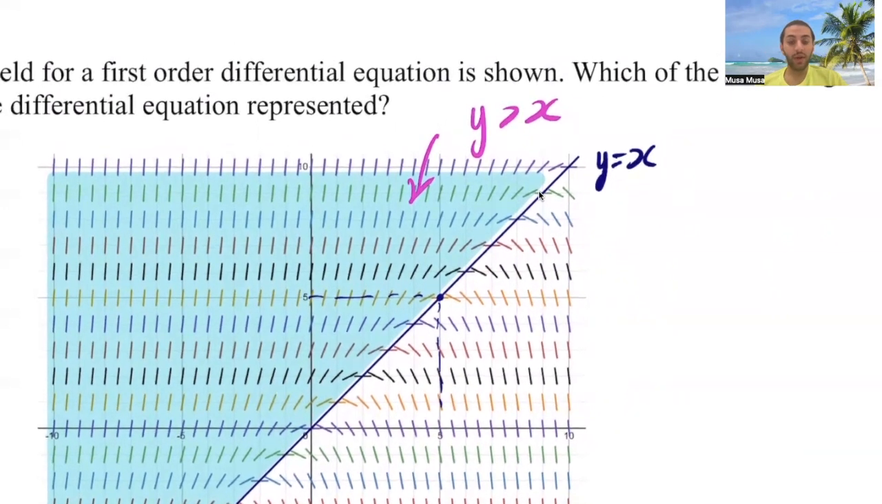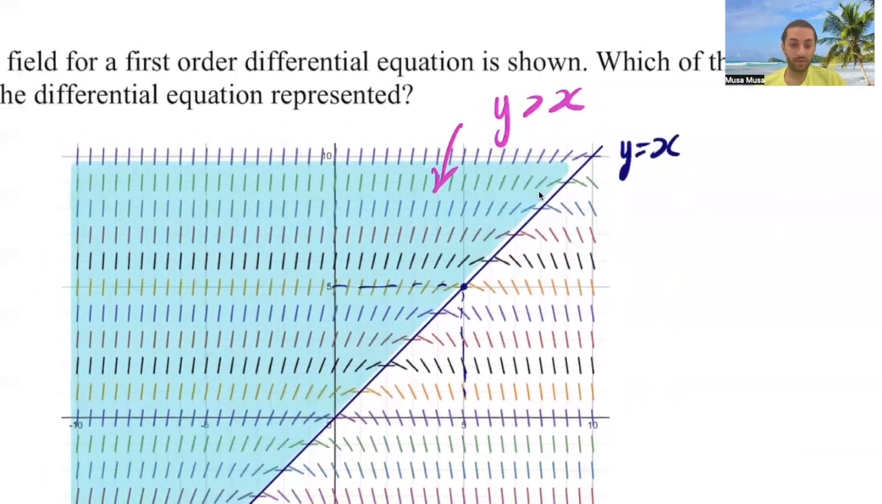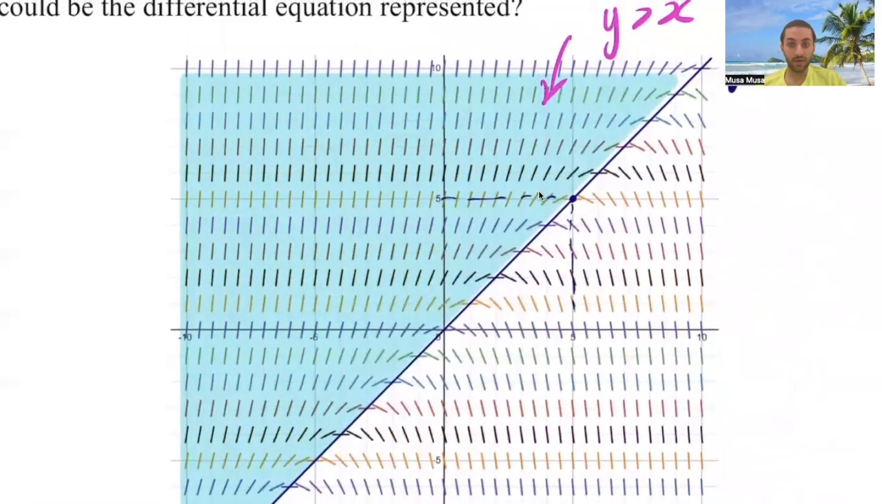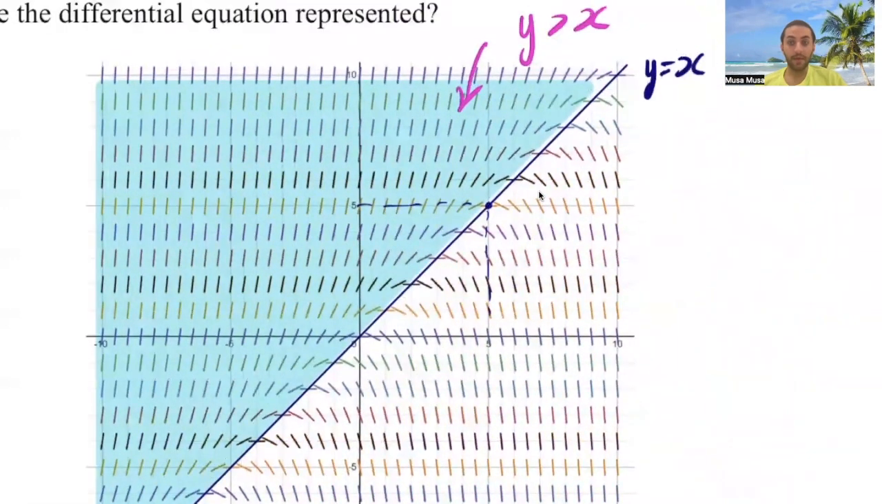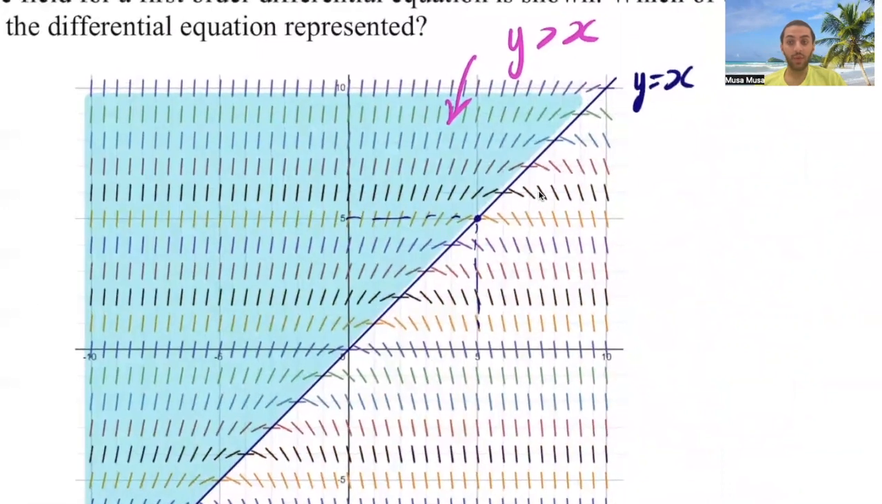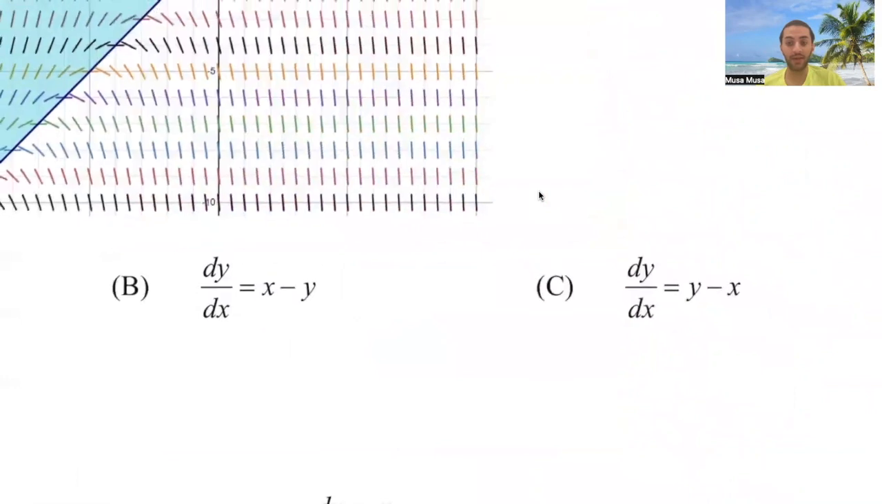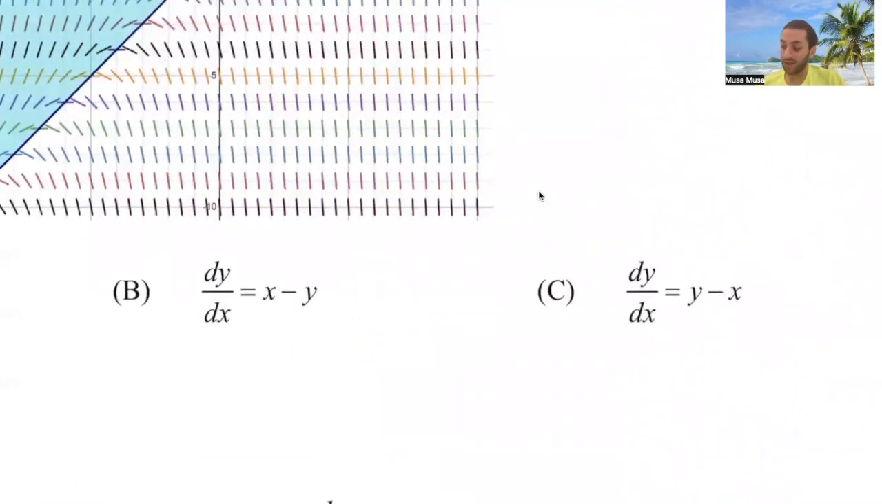And what can you tell about the gradients? Are they positive or negative? I think they're all positive. So if the gradients are all positive when y is greater than x, should it be x minus y or should it be y minus x? I think it should be y minus x, because if this is a positive number, then it means the y values have to be higher than the x values.